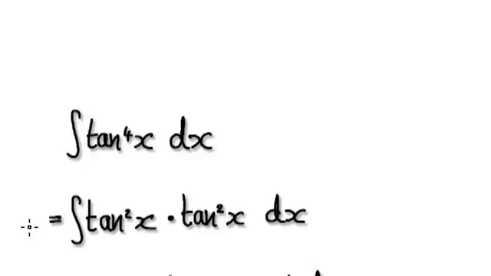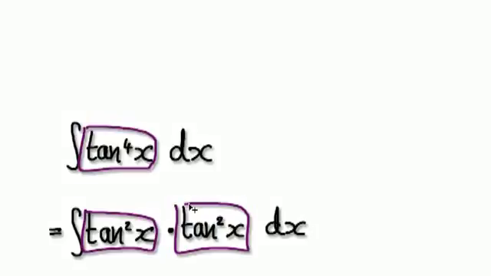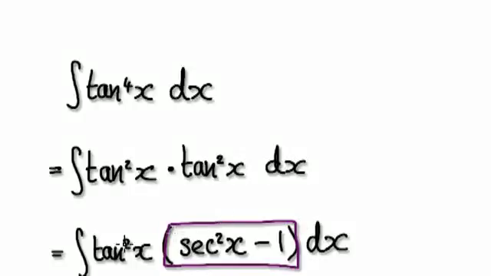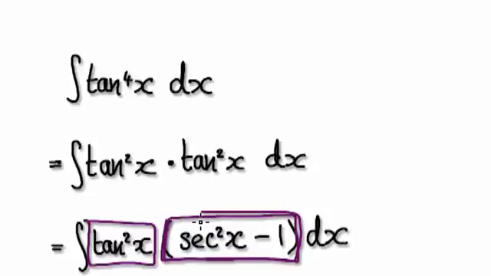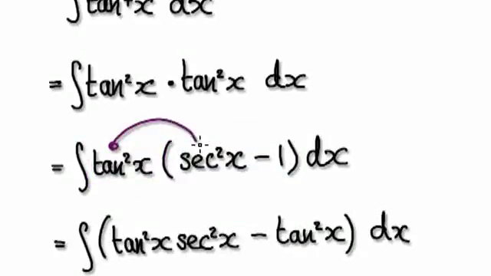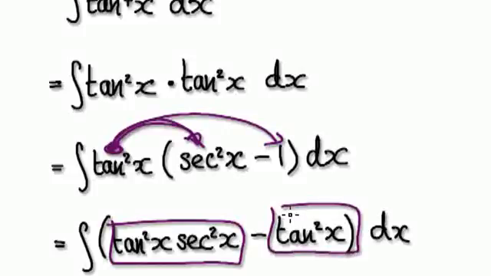Okay, so to do this, imagine tan to the power 4 as tan squared times tan squared. So earlier we said that tan squared is this thing here. So you can imagine it as this block multiplying with this block here. So now multiply. This times this will give you this, and then this times this will give you this.